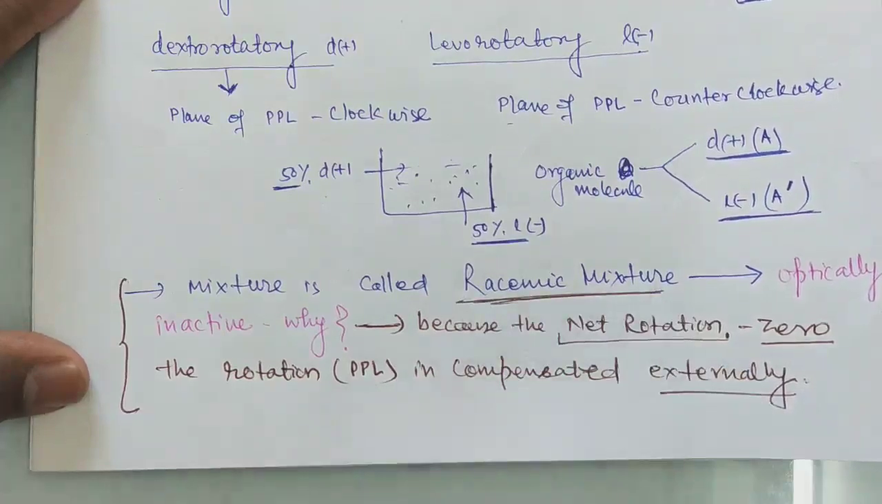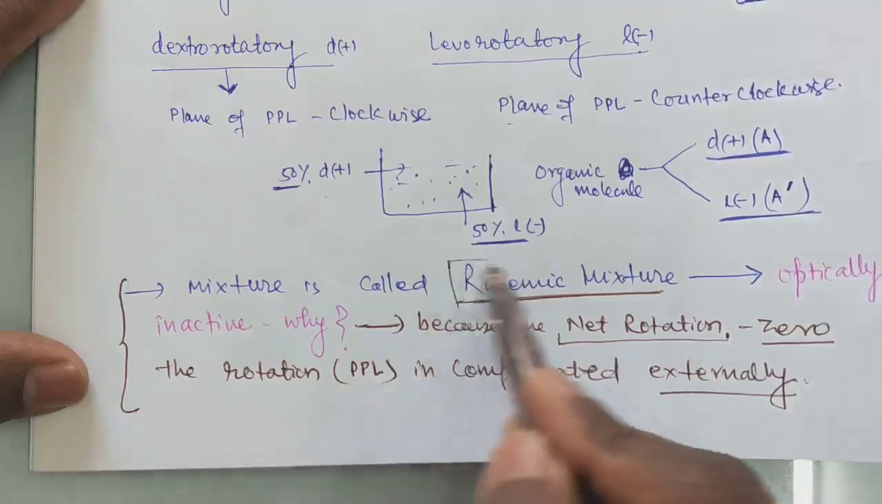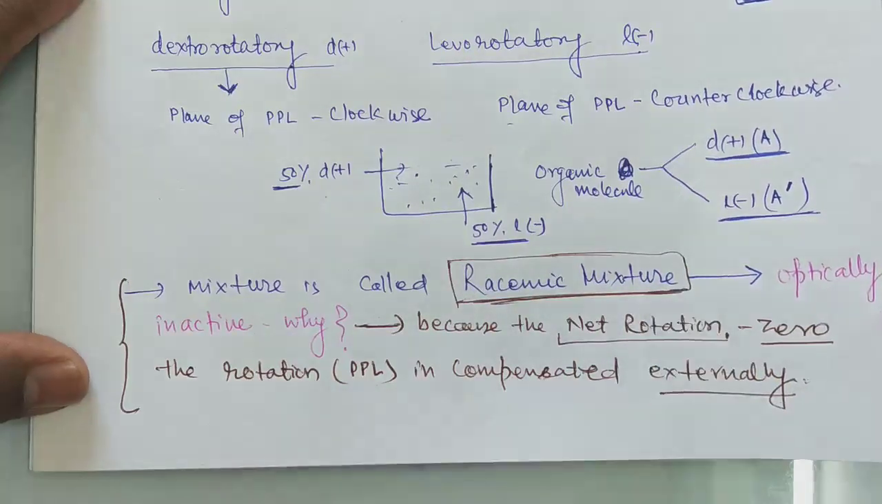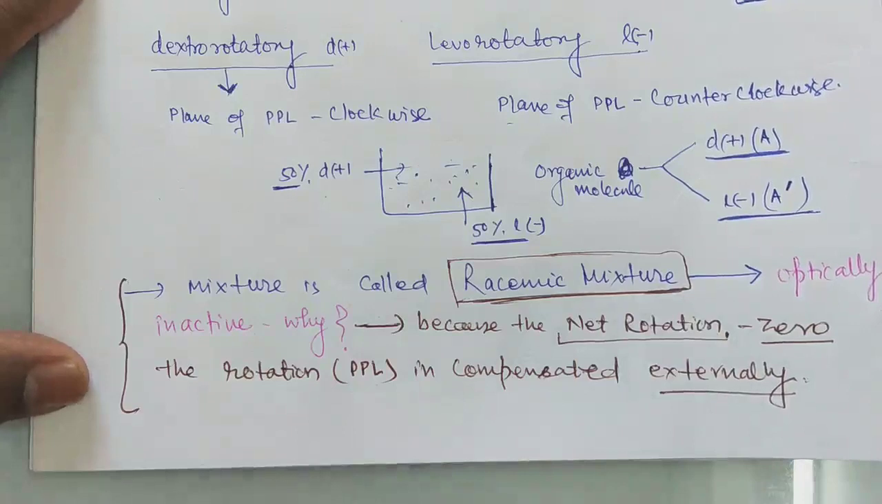So there are many technical terms here, and all of you should know the meaning of those technical terms. A racemic mixture is an optically inactive mixture of two different isomers of the same molecule, dextro and levo, right?